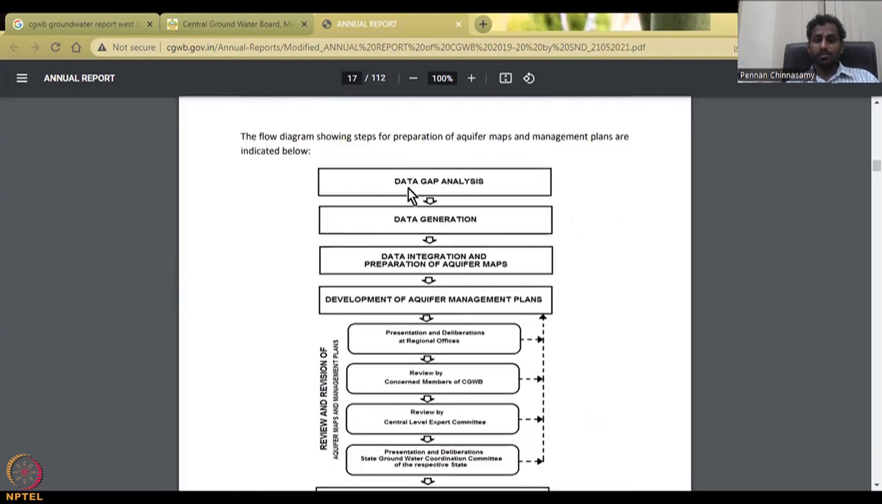Okay, so for example, the flowchart is given: data gap analysis, and the flow for aquifer maps and management plans. When they get any type of requirement, research or monitoring requirement, they go through these flowcharts to first assess the data gap analysis, generate data, integrate the data, and prepare aquifer maps. And then each aquifer, once it's mapped, has a management plan. So that has been made.